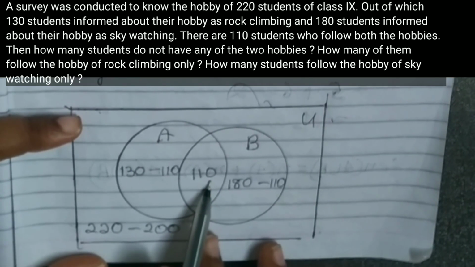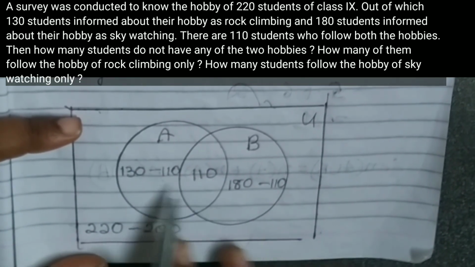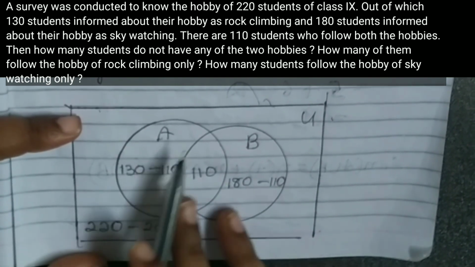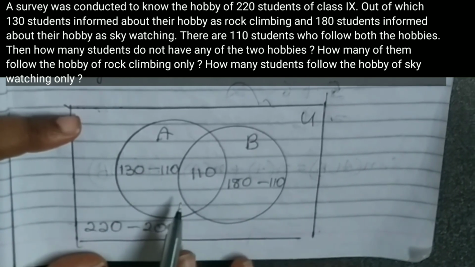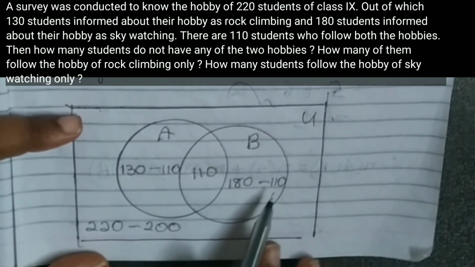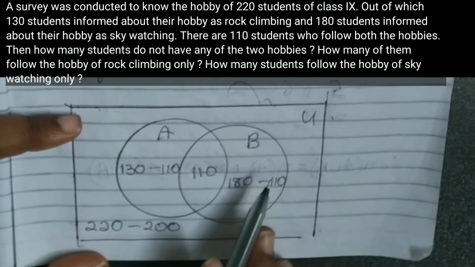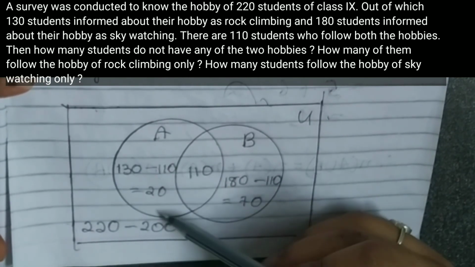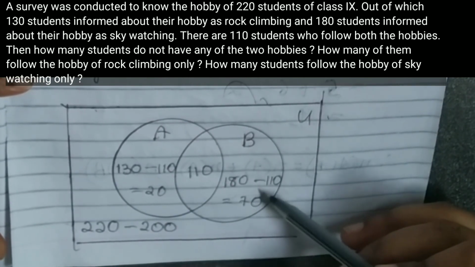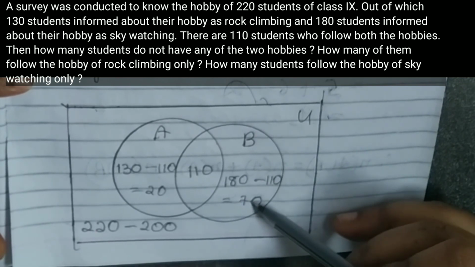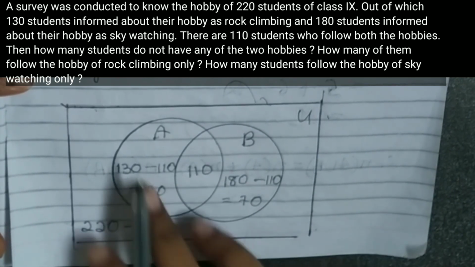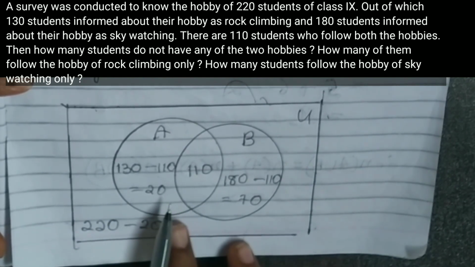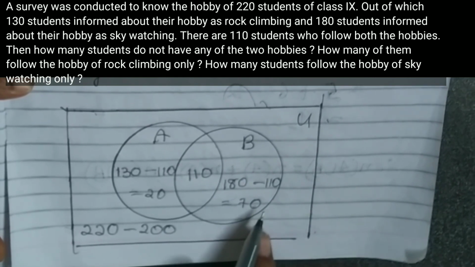Okay, 110 students have followed both hobbies. So we are subtracting this 110 from both sets. Then we will get students who have only rock climbing as their hobby, and if we subtract 110 from set B, we will get students who follow only sky watching as their hobby. So 20 students have only rock climbing as their hobby, and 70 students have only sky watching as their hobby. And see, union means we will add all the sets. So 100 plus 10 plus 20 is equal to 130 plus 70, that is 200.